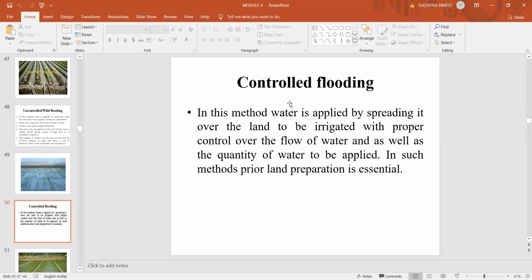The water is directly allowed to the plot, and once the soil becomes saturated with water, the excess water is taken out. So wherever the water is inexpensive and you have abundant water, then you can go in for the uncontrolled flooding. In case of controlled flooding, the water is applied by spreading it over the land to be irrigated with proper control over the flow of water, as well as the quantity of water to be applied. In such methods, prior land preparation is essential. So before application of the water, the land has to be prepared for the irrigation.